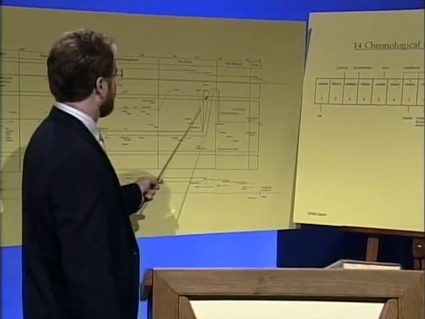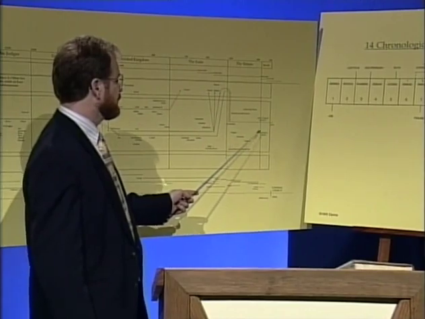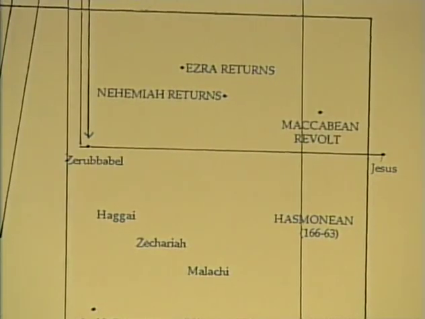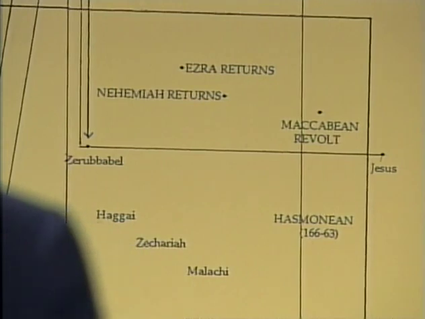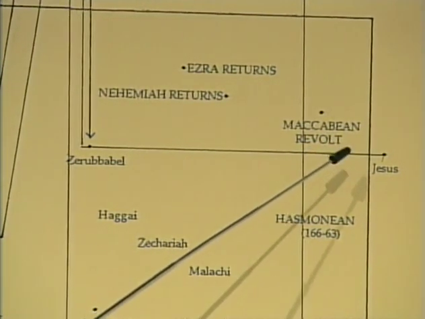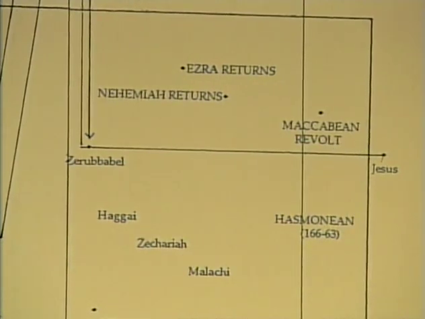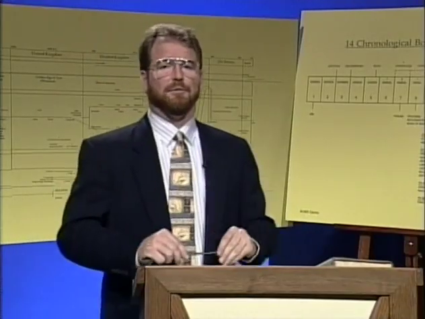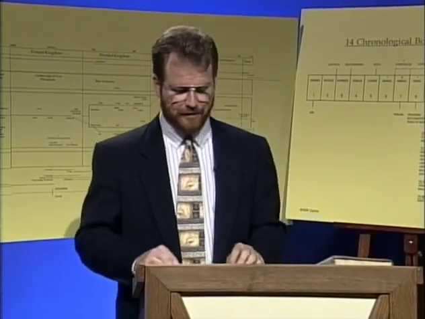After the return, we really move into our last period of history in the Old Testament. And this is called the Maccabean Revolt. We have two books in our Bible, 1 and 2 Maccabees. And we focus here on the Maccabean Revolt at the end. This really closes out the Old Testament. The Maccabean Revolt is an interesting story, very, very interesting.